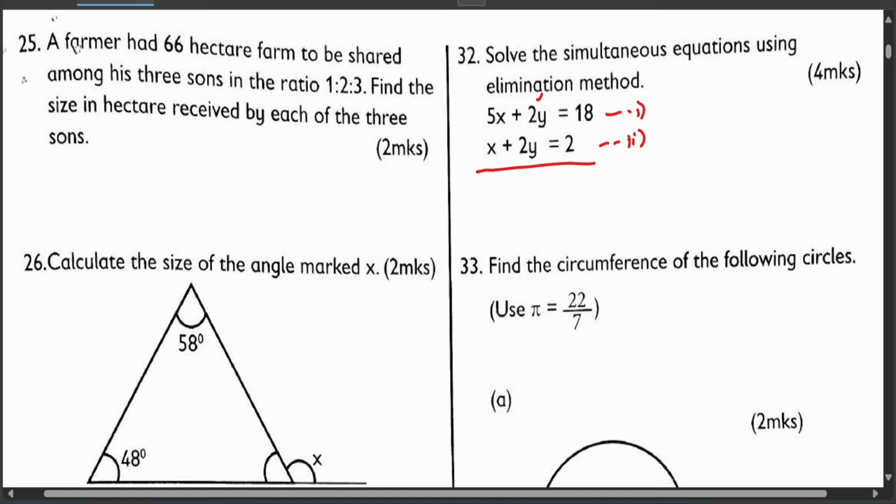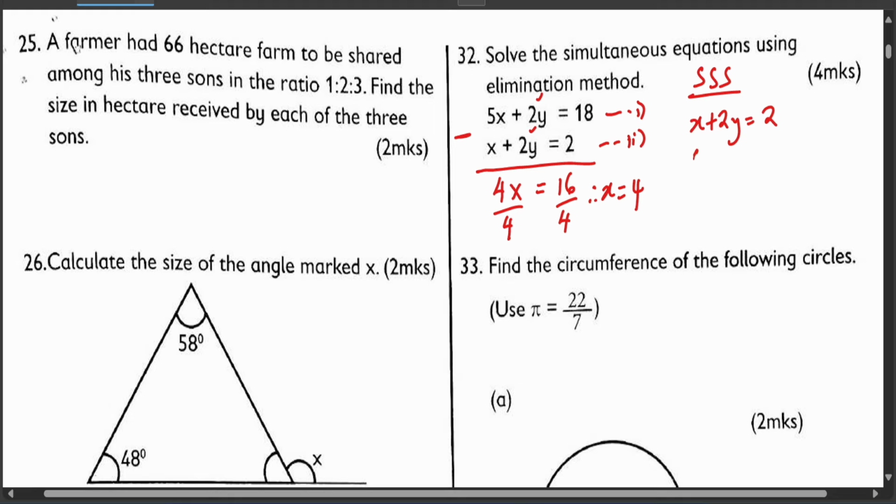So when you see 2y and 2y are the same and both have the same signs, positive positive, if you want to eliminate them, you just use same signs, subtract. So you subtract, and eliminate 2y. So 5x minus x is 4x. 18 minus 2 is 16. So 4x equals 16, divide by 4. Therefore x is equal to 4. We have not yet found y. Take any of the equations. Let me check x plus 2y equal to 2, the second equation.